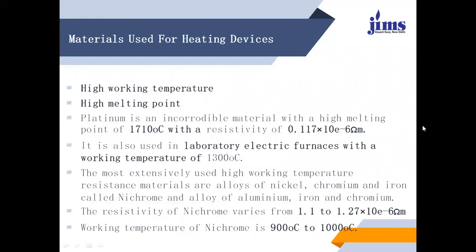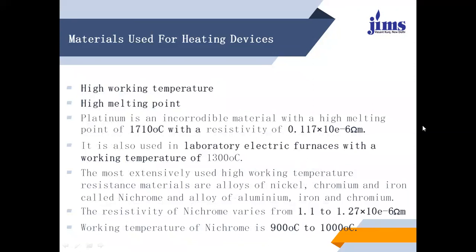For heating devices, where the working temperature is high and a high melting point is needed, we use platinum. It is an incorrodible material with a high melting point of 1710 degrees Celsius and a resistivity of 0.117 into 10 to the power minus 6 ohm meter. It is also used in laboratory electric furnaces with a working temperature of 1300 degrees Celsius.